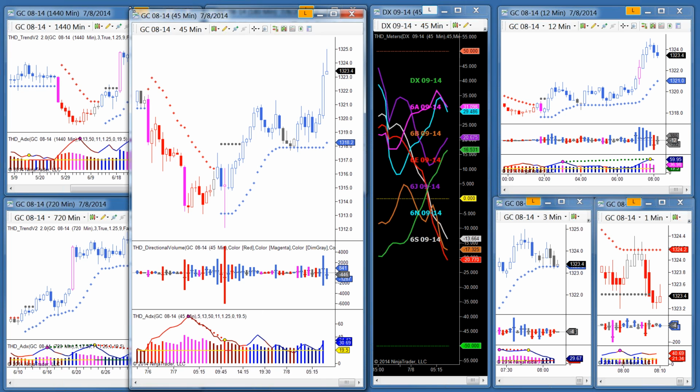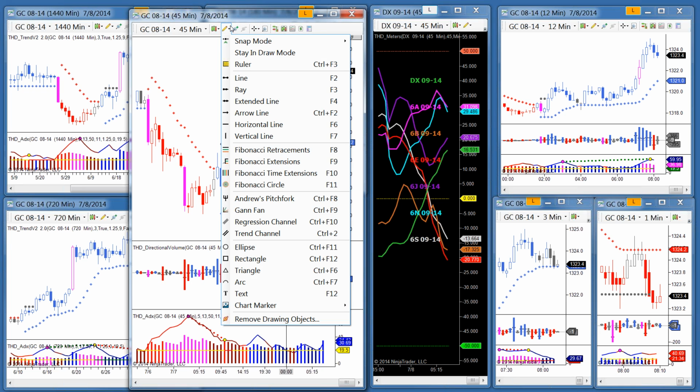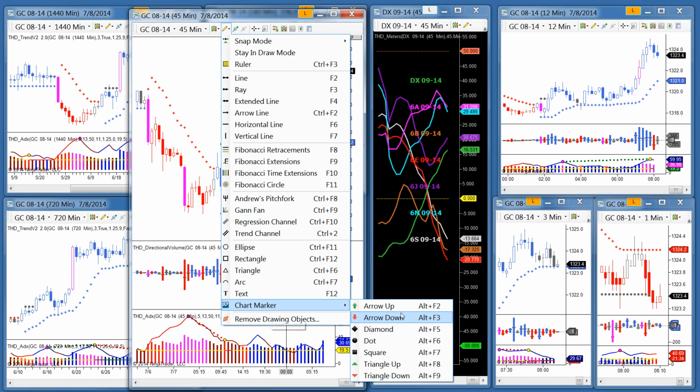Now, the trading methodology is relatively simple. We look for a price to come back to the ATR. When it comes back to the ATR, it has to be on diverging volume. This is a great example of that happening.